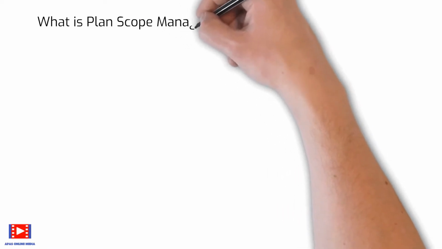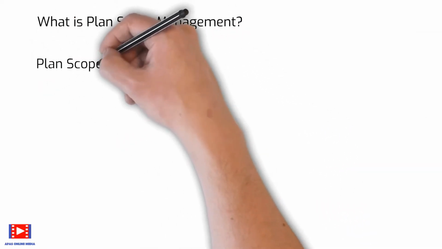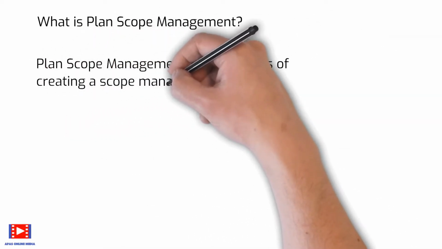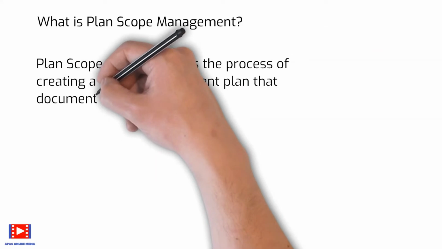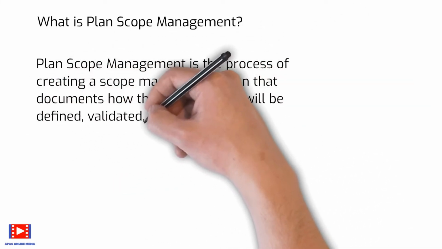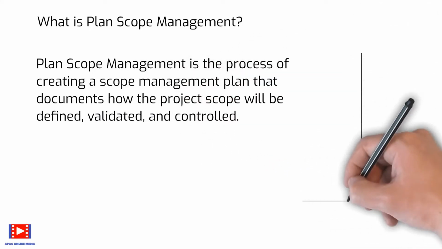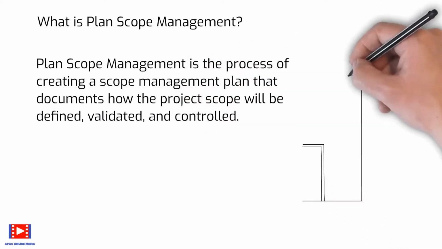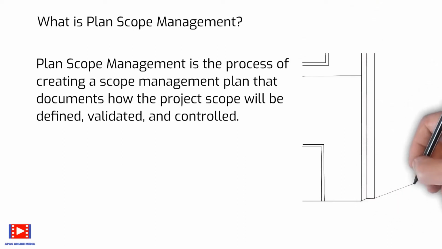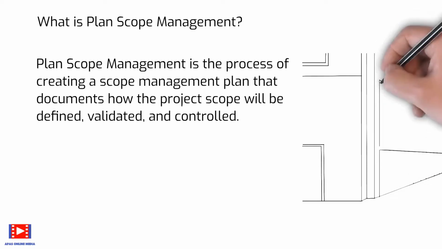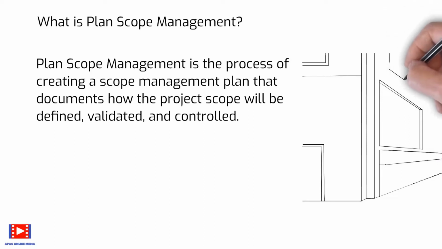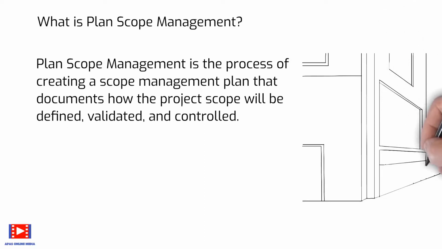What is plan scope management? Plan scope management is the process of creating a scope management plan that documents how the project scope will be defined, validated, and controlled. The key benefit of this process is that it provides guidance and direction on how scope will be managed throughout the project.